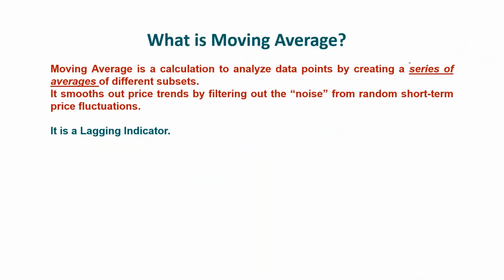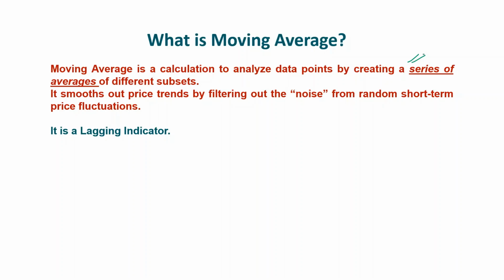Okay, so what is a moving average? Basically, a moving average is created by a series of averages of different subsets. These subsets can be, let's assume, a series of 5, 10. So basically, we call it 5 SMA, 10 SMA, or 5 EMA. I'll explain further what these SMA and EMA are. So it can be of any particular set, right?